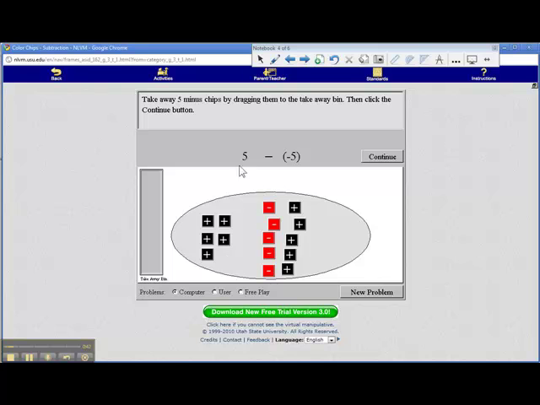Now our problem is set up, we're ready to solve it. 5 positive, we have that, and now we need to take away 5 negative charges. So we have 1, 2, 3, 4, 5. We've taken away our 5 negative charges, and we can see that we have 5, 6, 7, 8, 9, 10. So this shows us that 5 take away negative 5 equals a positive 10.